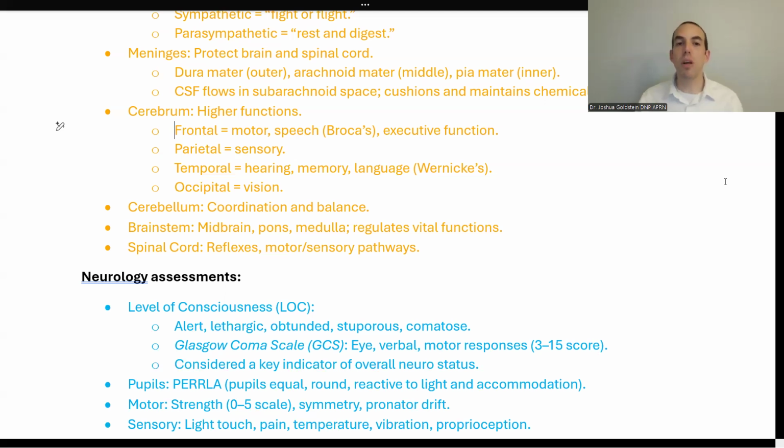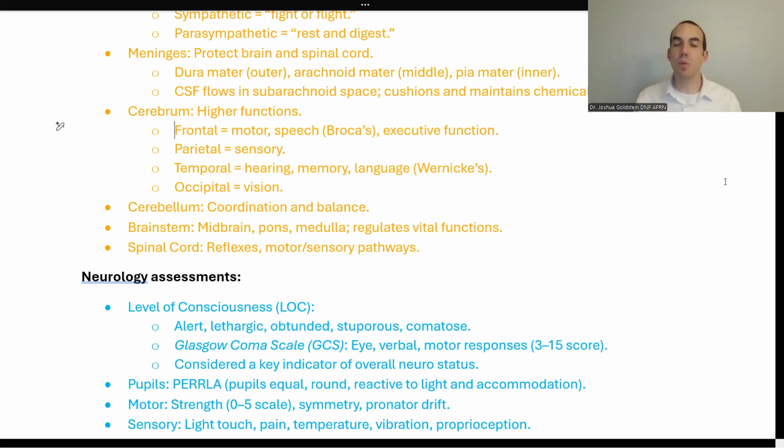Pupils, we're going to check if they're PERLA, pupils equal, round, reactive to light and accommodation. One thing that I do have to point out, because this is commonly tested on in neurology, is the concept of a blown pupil. If you ever hear of that, that's where a single pupil is blown, meaning it's completely dilated, and it's fixed. The more correct medical term is fixed and dilated. The slang for that is a blown pupil.